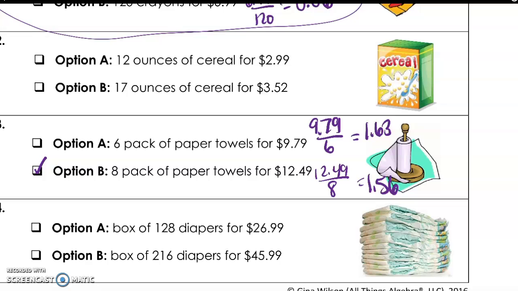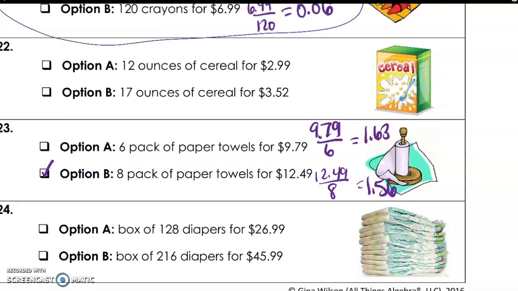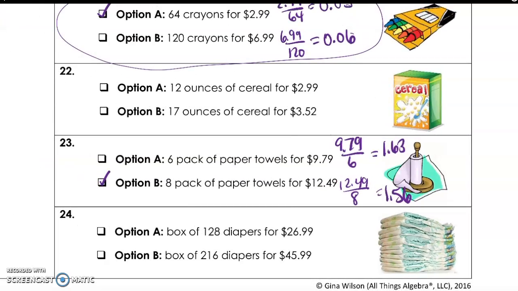All right, so unit rates, just divide. Make sure you know which order you're supposed to go in. With unit price, you always have to do the money divided by the quantity of items. Always do the money first.